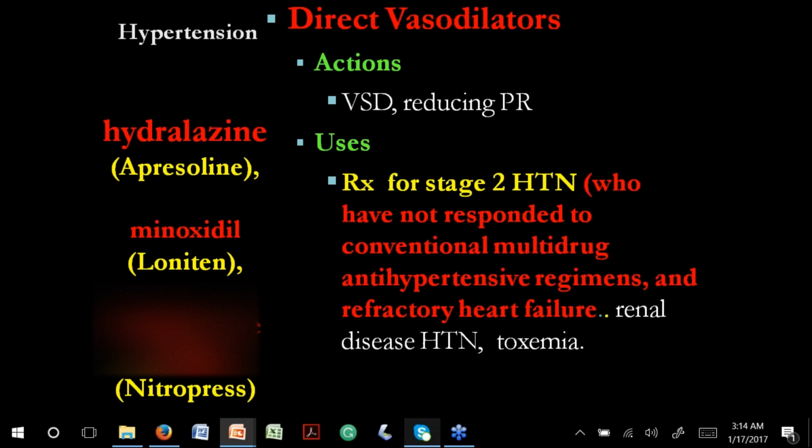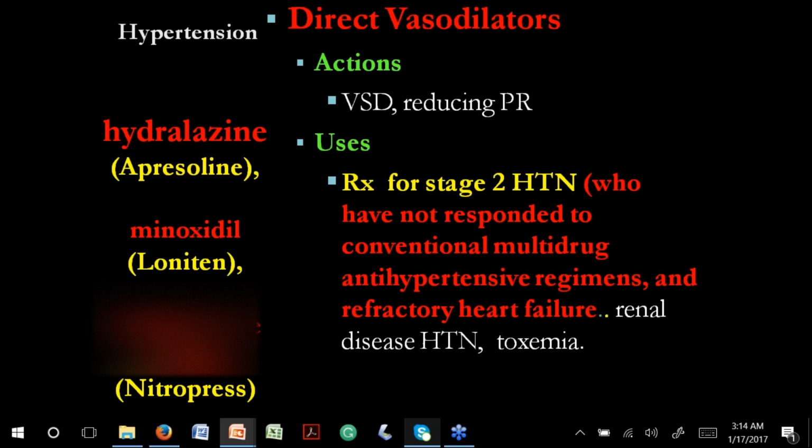So we have direct vasodilators. They are not used so commonly because they have better activity in other situations, and because the effect does not last long in the patient with hypertension. So mostly they should be given for emergency situations or crisis of high blood pressure.